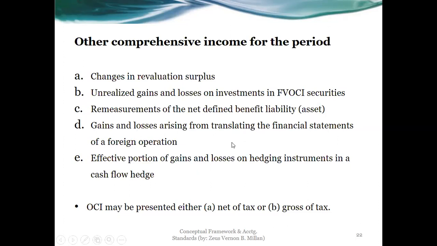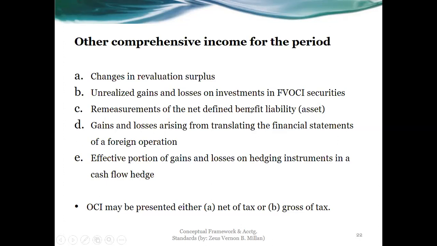Then, for example, we translate the financial statements of a foreign operation. Let's say Jollibee Foods Corporation has a lot of branches worldwide, and these financial statements could be presented in the local currencies there. If we prepare the consolidated, the total financial statements of Jollibee Foods Corporation as a whole, there is a need to translate those financial statements to Philippine currency. In that case, there could be gains and losses arising out of the translation. So that's also an OCI item.